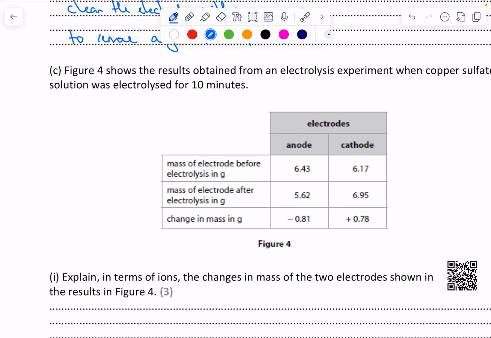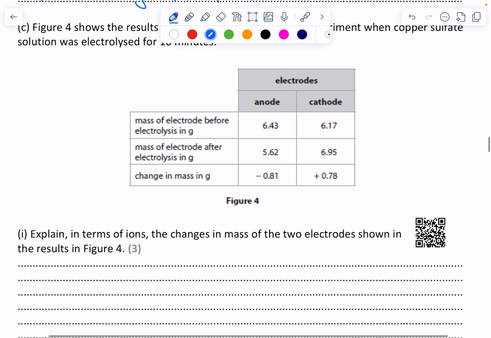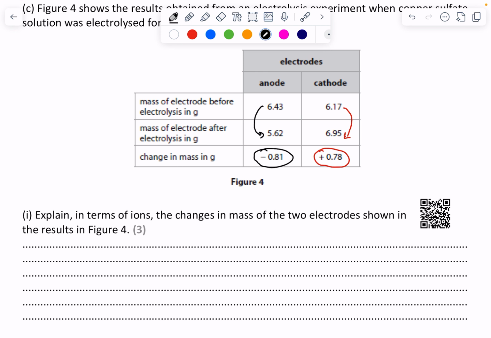And we then got a table, and the table shows us that, let's do the cathode first. So the cathode has gone from this mass to this mass, and therefore the mass has increased, whereas the anode has actually gone from this mass to this mass, showing that the mass has decreased. Explain in terms of ions the changes in mass.